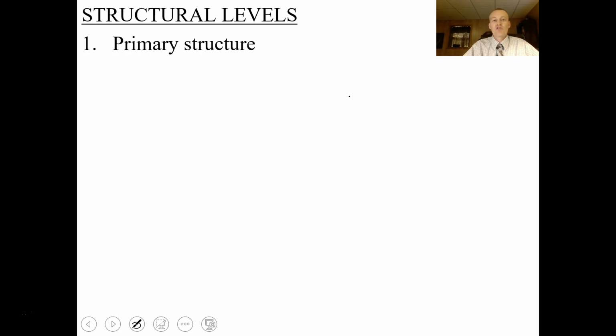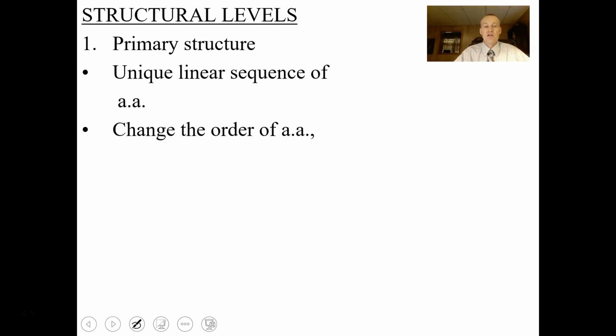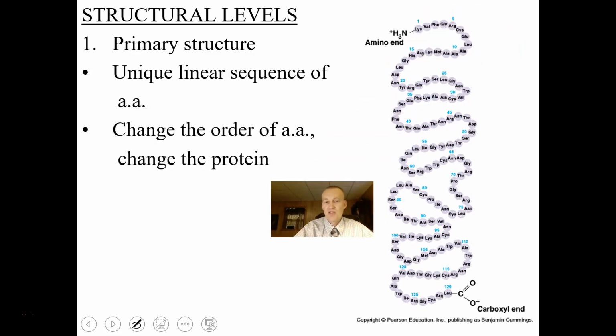Okay, well, the structural levels of proteins can exist as a primary structure, and this is the linear unique sequence of the amino acids. If you change the order of the amino acids, you change the protein. So that's what primary structure looks like. It's just a sequence of amino acids.